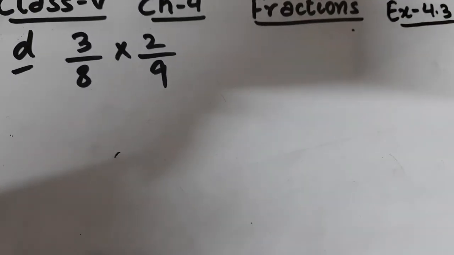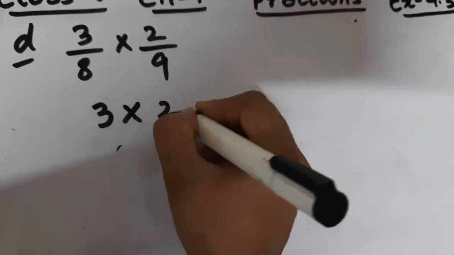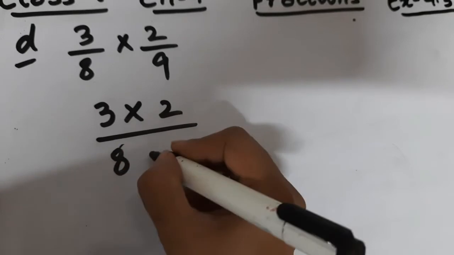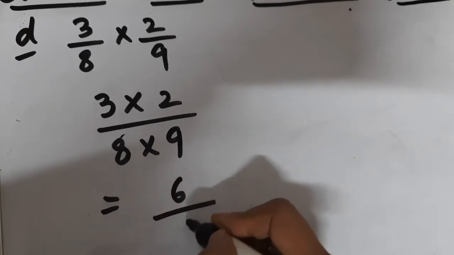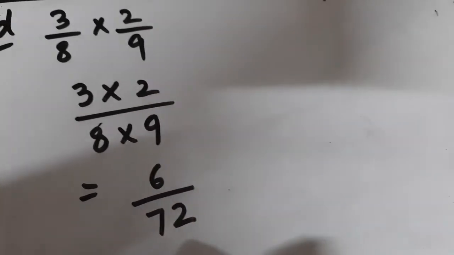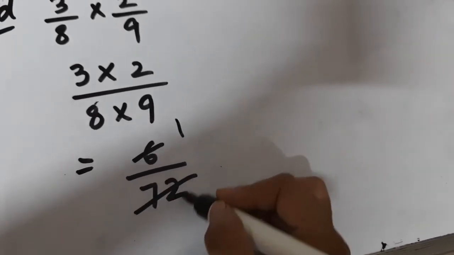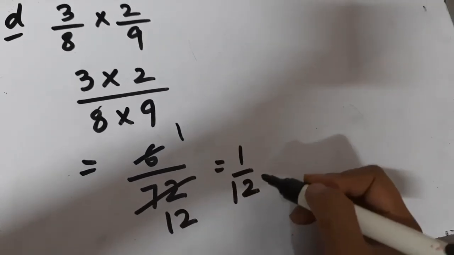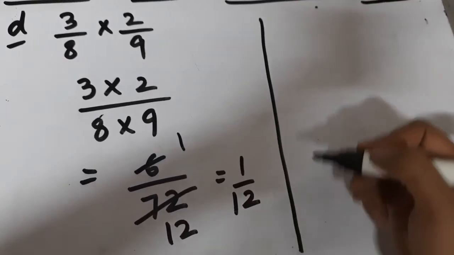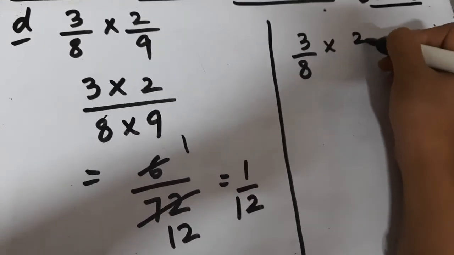D part is 3 upon 8 multiplied by 2 upon 9. So what we will do, we will multiply the numerators and the denominators. Like this we will multiply. Now 3 2s are 6 and 8 9s are 72. Now we have to reduce the fraction. 6 1s are 6, 6 1s are 6, 6 2s are 12. So this will be 1 upon 12. And if we solve this question by using second method, then how we solve? See, question is 3 upon 8 multiplied by 2 upon 9.